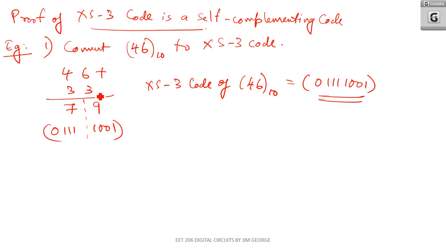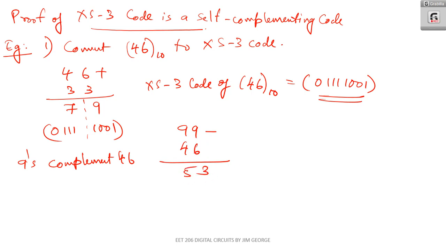Now, suppose I am taking 9's complement of 46. How do you take 9's complement? That will be a new topic for you. 9's complement means you subtract 46 from the 2-digit 9's. So 99 minus 46. What is it? It is 53. Okay. Now take the XS3 code of 53. So take the XS3 code of 53 means plus 3. What is it?